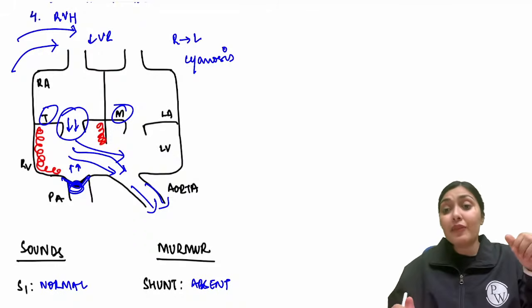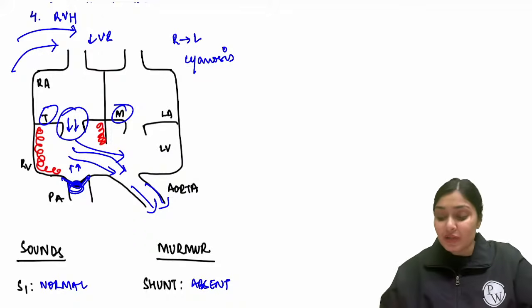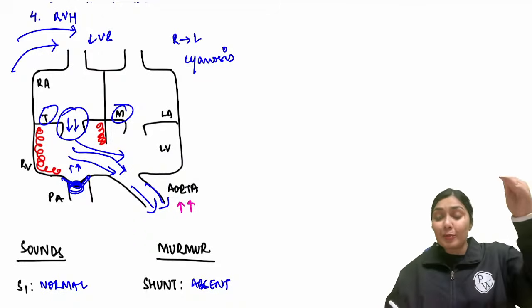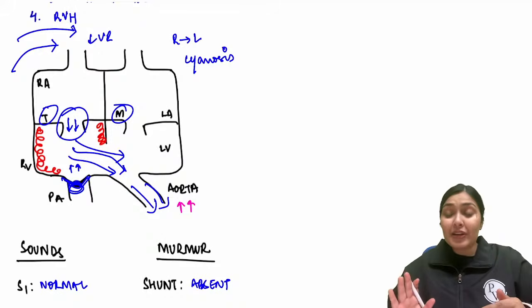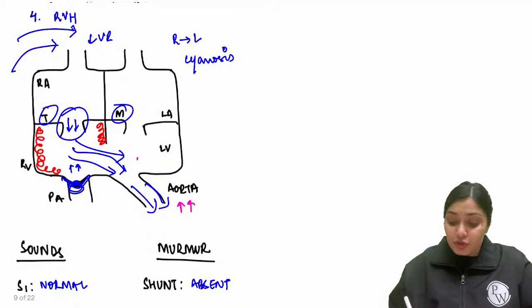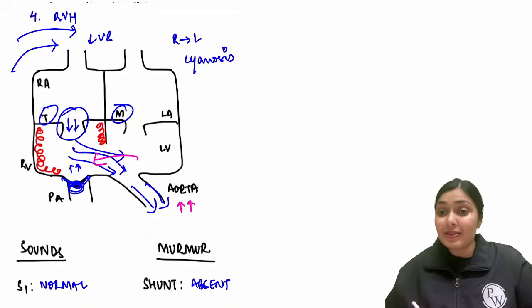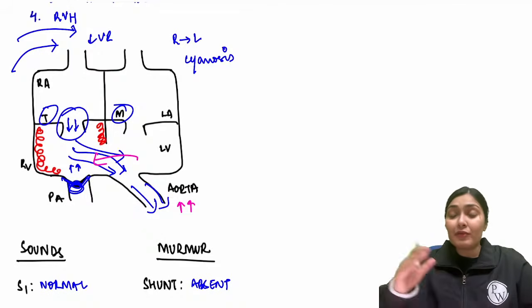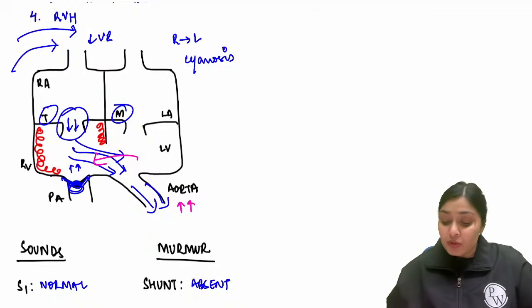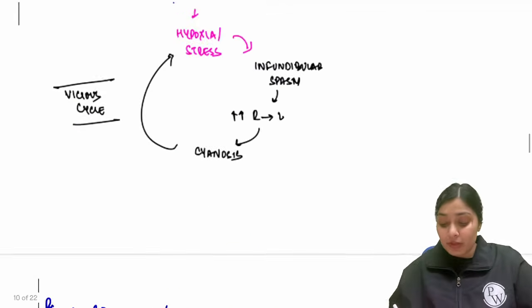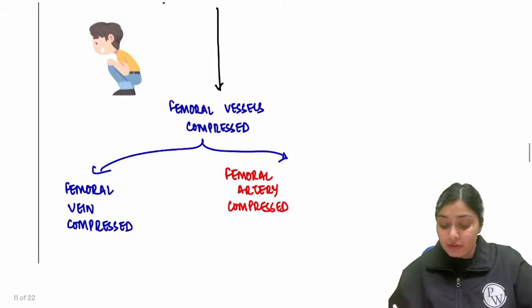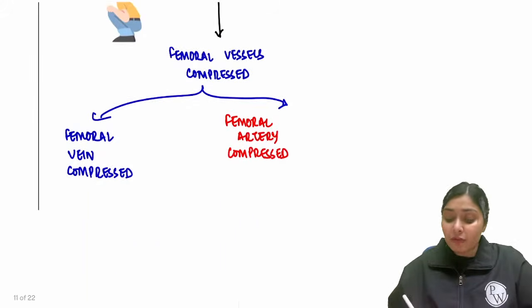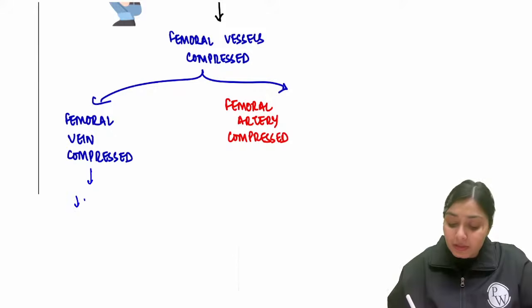On the other hand, if the femoral artery gets compressed, there will be an increase in the systemic vascular resistance. So my right-sided pressures will drop, my left-sided pressures will increase. So the shunt would be reversed. There is reversal of the shunt. Right to left would now be less. There will be more left to right flow. So cyanosis will disappear. This is the mechanism by which squatting helps. So when the femoral vein is compressed, there will be a decrease in the venous return.